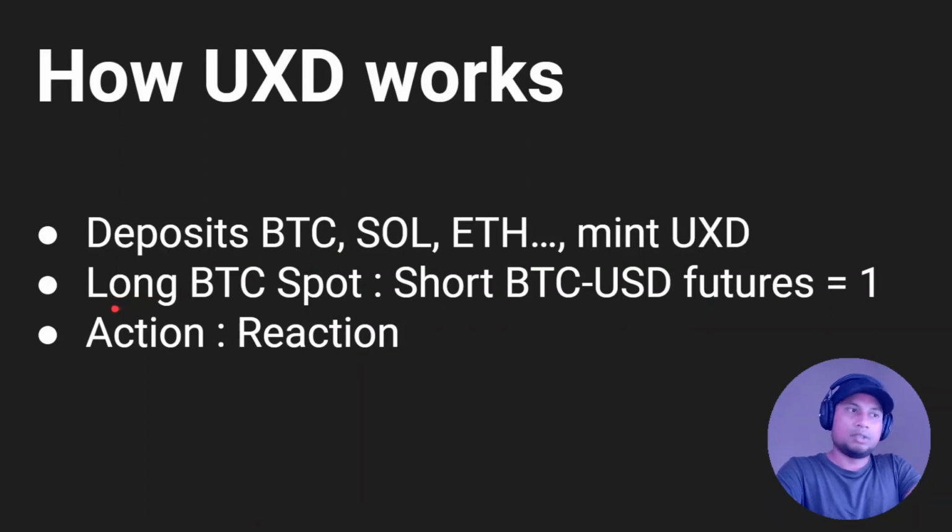So that means the same story. Okay, 100% delta neutral position, and for example, you long BTC spot and you short BTC USD, the futures market, and the ratio of that is always equal to 1. And that is exactly why the value of UXD will always remain 1, because you're creating that hedge in the market. So action and reaction, like I showed you in that image.